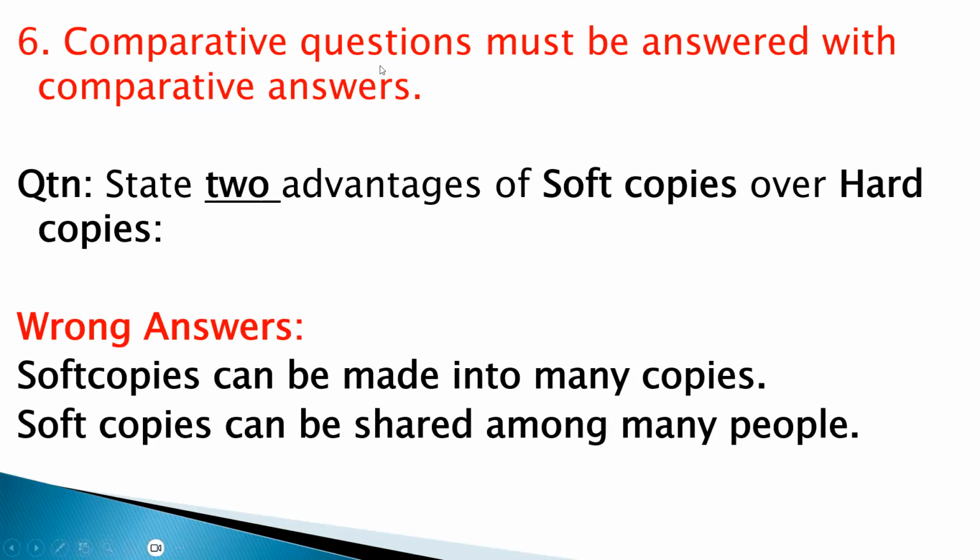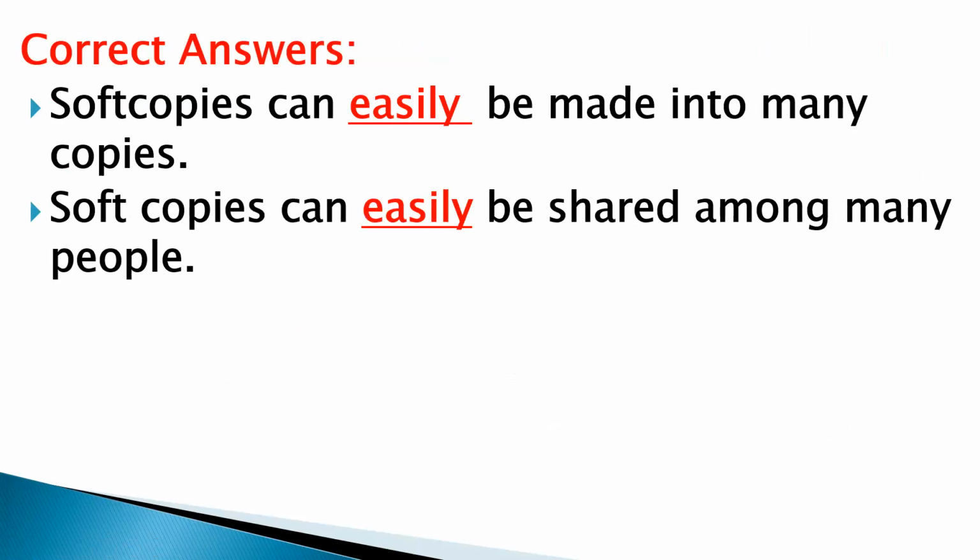This kind of question, being comparative, it is comparing the advantages of soft copy over hard copy, we need to put a comparative aspect. These two points would be right if we never had a comparative aspect of over hard copy here. If we had state two advantages of soft copy, you can leave them like that. But if we say state two advantages of soft copy over hard copy, you need to put a comparative aspect. In this case, I can add the word easily. If I add the word easily here, I say soft copies can easily be made into many copies. Then it brings out the comparison, the easiness which comes with having soft copy into many copies is significant compared to hard copies.